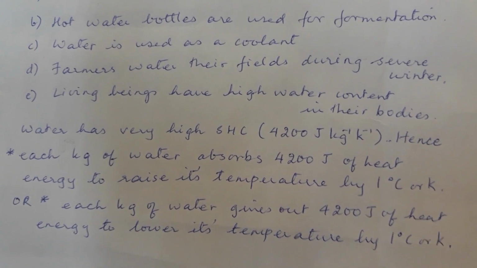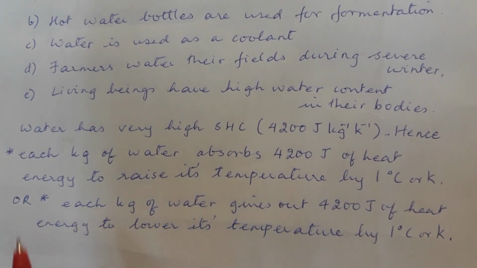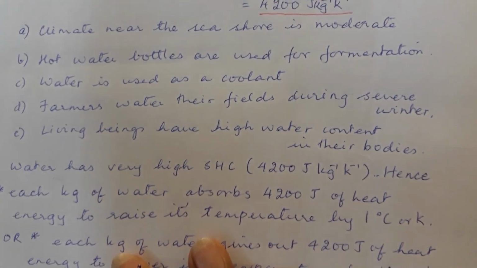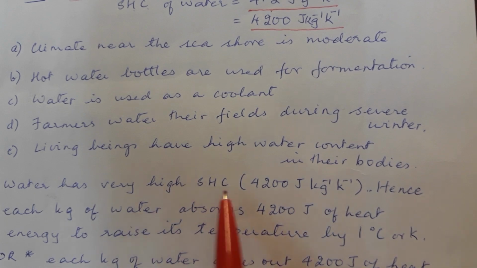So heating or raising the temperature of the water is very slow compared to the same thing for the land. And when it comes to the lowering of the temperature, that means at night each kg of water gives out 4200 joules of heat energy to lower its temperature by 1 degree C or Kelvin, and so the fall in temperature is very slow. That is going to give rise to our land breeze and sea breeze, which you'll explain in your own words. The key words are what I mentioned over here. This is what you have to remember.